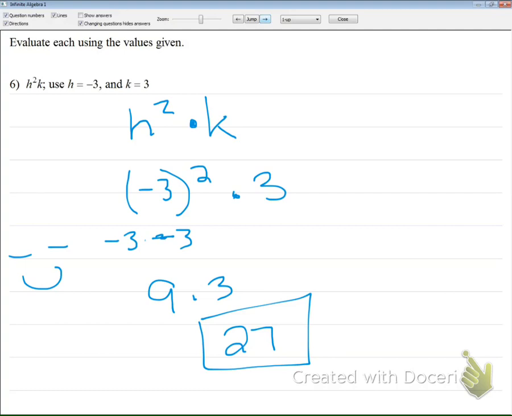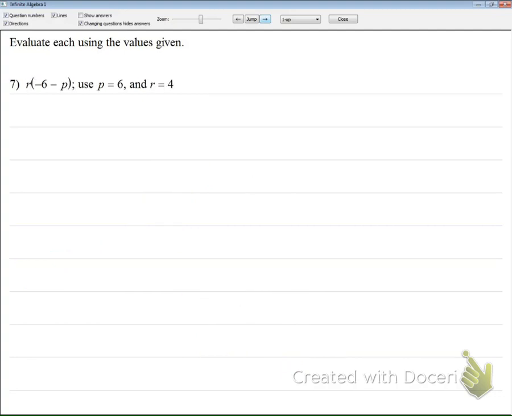When you're ready for the next problem, go ahead and push pause now and complete problem 7 and push play when you're ready to check that one. Alright, on this one we have a set of parentheses in the original problem, so rewrite it as R, parenthesis, negative 6 minus P, parenthesis.